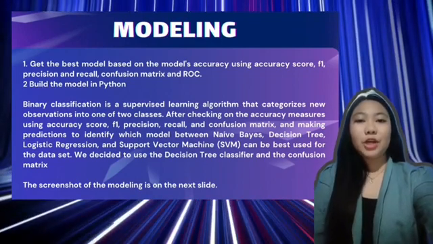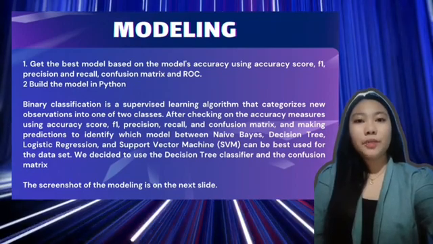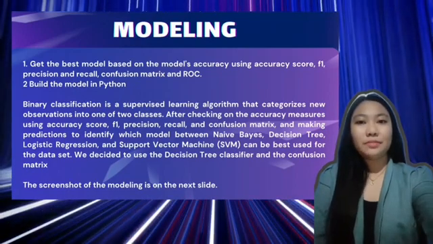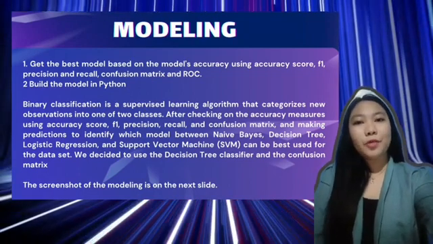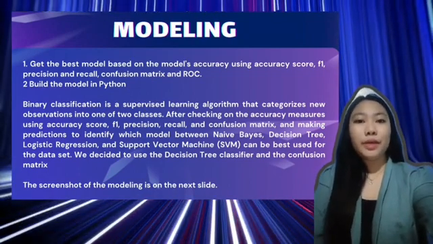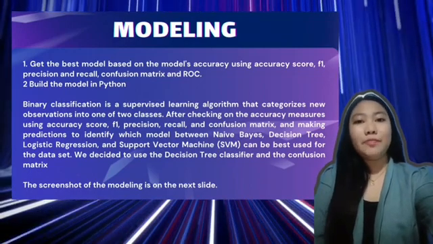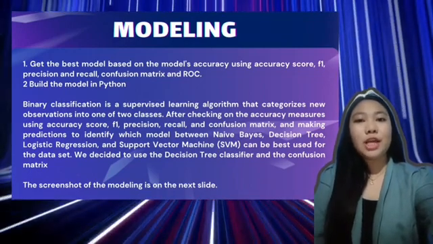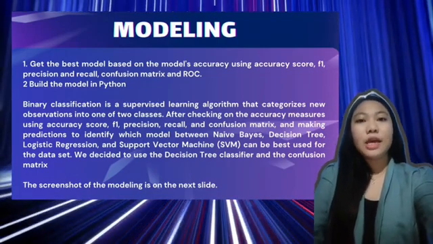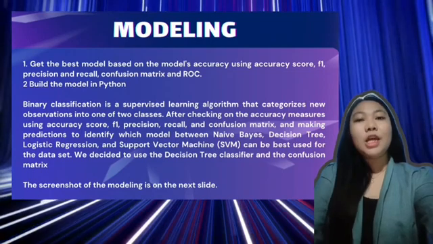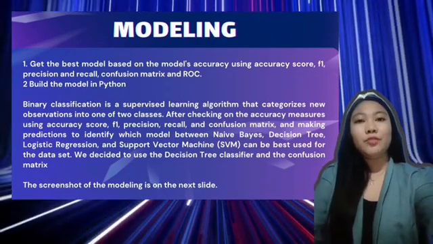Binary classification is a supervised learning algorithm that categorizes new observations into one of two classes. After checking on accuracy measures using accuracy score, F1, precision, recall, and confusion matrix, and making predictions to identify which model between naive Bayes, decision tree, logistic regression, and support vector machine, or SVM, can be best used for the dataset. Based on the accuracy result of our dataset, logistic regression got the highest score, but we decided to use the decision tree classifier and confusion matrix.